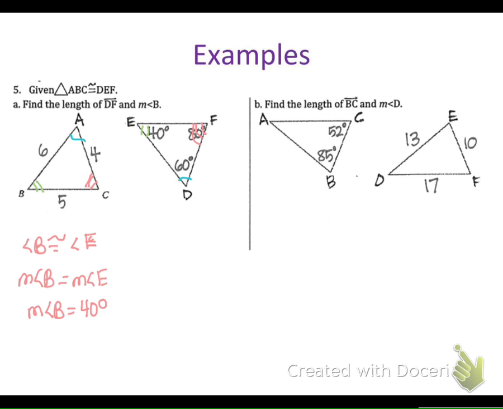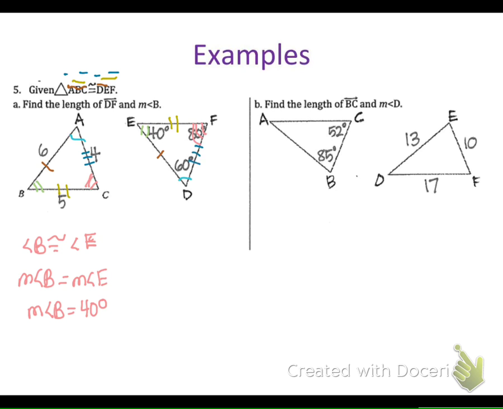Now we're going to do the same thing with the sides. So our first side, AB, is congruent to which side? So AB, yep, DE, because they're the first part here. Then we have our second side, which is BC, which is congruent to EF. And then our last one, which is the first letter A and the last letter C. So AC, which goes with DF.